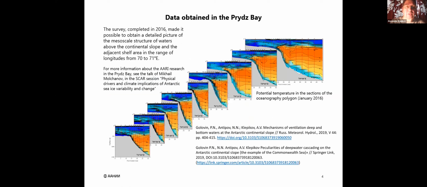We also, in 2016, made a survey in the Prydz Bay area with 9 sections with very good resolution, a few miles resolution in the area of the shelf break, and we obtained quite nice detailed spatial structure of the process of downscaling of shelf water and bottom water formation. But a more detailed presentation on that will be made by my colleague Mikhail Molchanov, I believe, on the 8th of August.